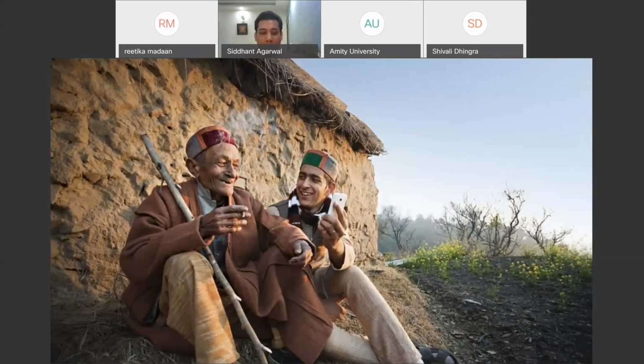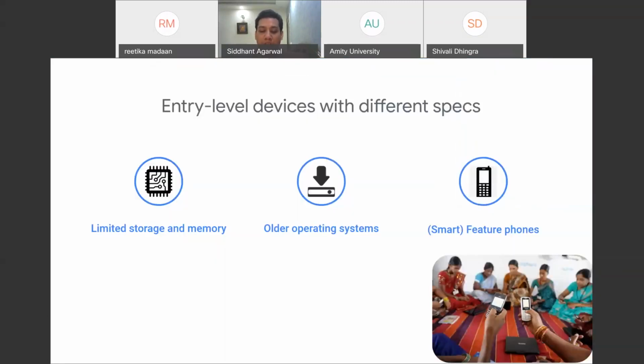So you need to understand this user. You need to understand who this person is, and you need to empathize with that person. We're talking about an internet-based solution, so we need to keep in mind that these people are not our average Pixel or iPhone users. These users use entry-level devices with different specs. The phones they use have limited storage and memory, older operating systems, feature phones like those T9 keypad phones that you have seen, and a smaller screen. So keeping these things in mind, how will you come up with a solution for them?